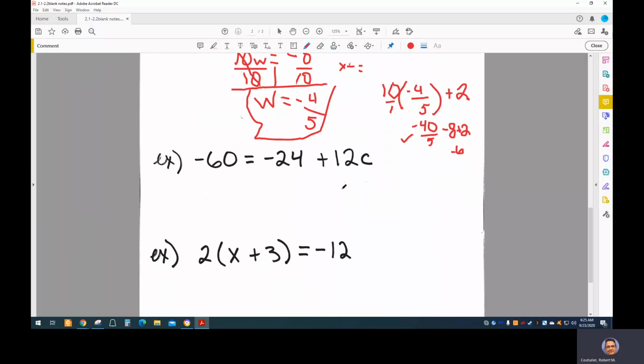Oh, here's another one. These numbers got way bigger. And look, our variable's over here on the other side. Guess what? No big deal. Draw our little scale. Notice this is stuck. We can't do anything with this until all of this is gone. So if we have a minus 24, we have to what? Add 24 to both sides. All right, so these cancel, and I bring down my 12C.